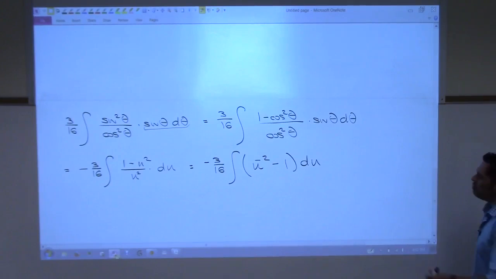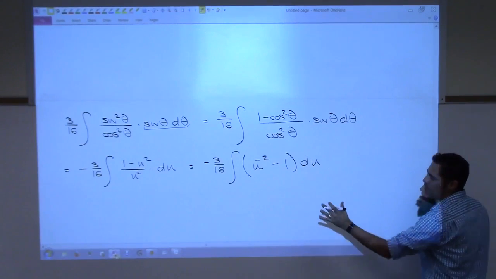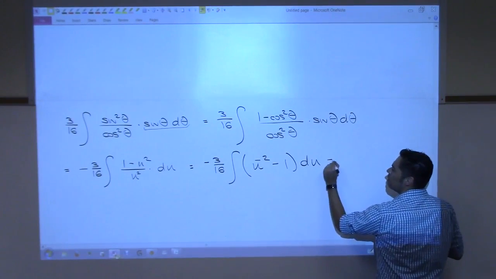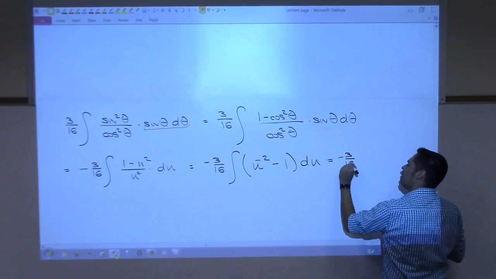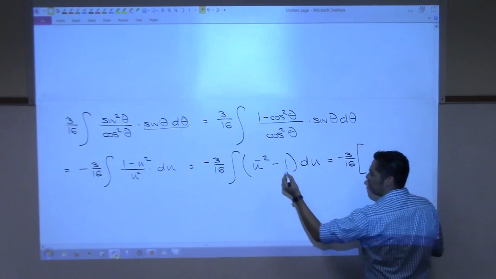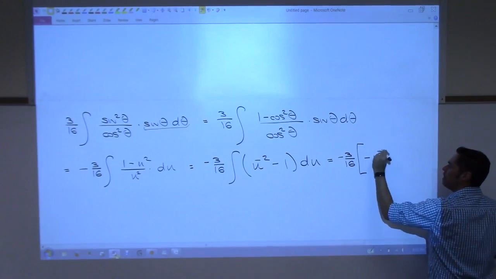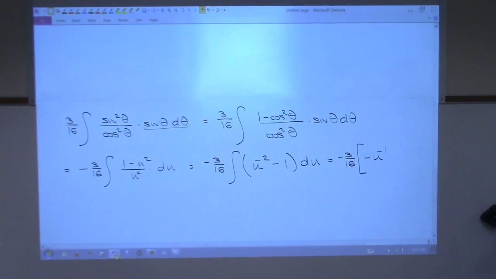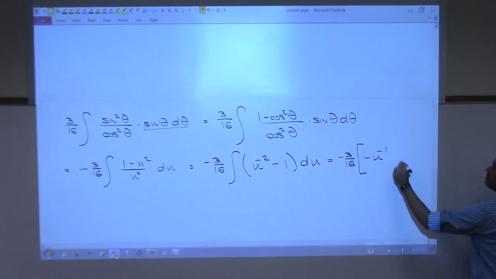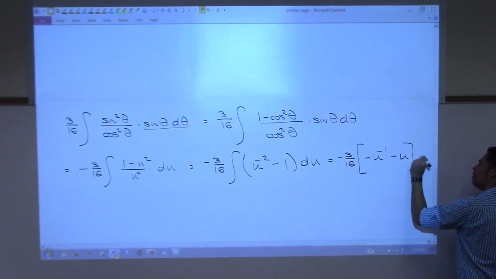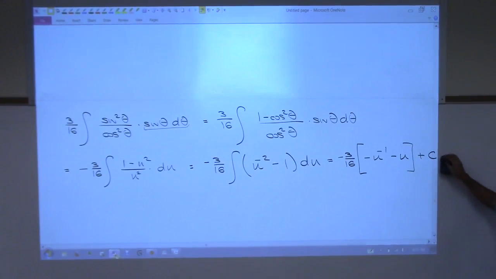Antiderivative. So don't mess it up now. I mean, we've come this far. Don't mess up the antiderivative on this. I'll leave the negative 3/16 out. And antiderivative of u to the negative 2: negative u to the negative 1. Antiderivative of 1: u. So minus u plus c. We finally have gotten to a place where we're at plus c.